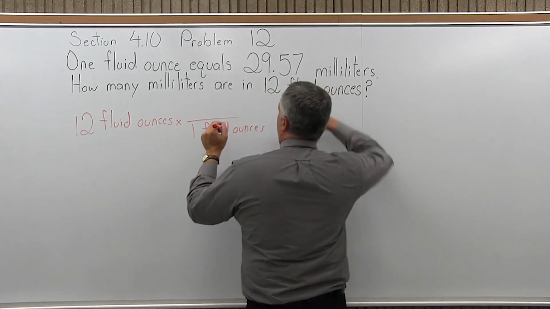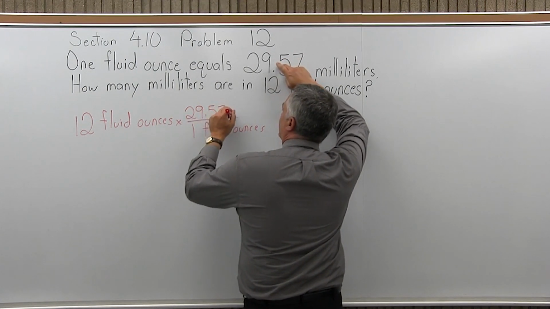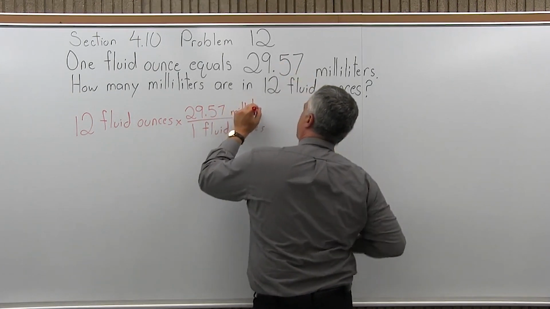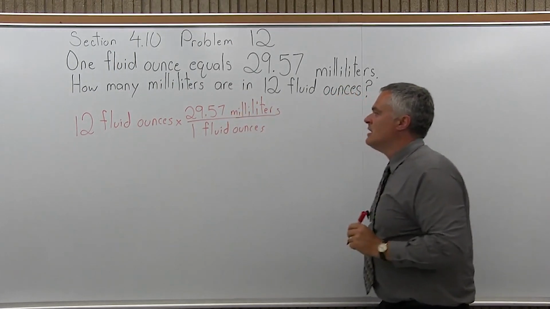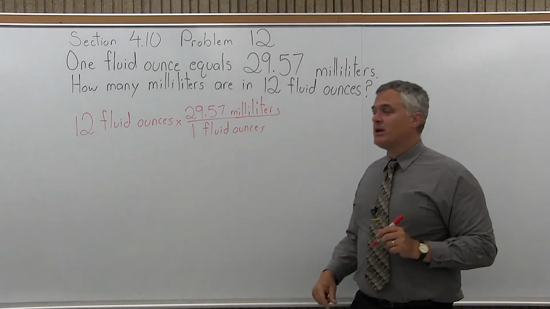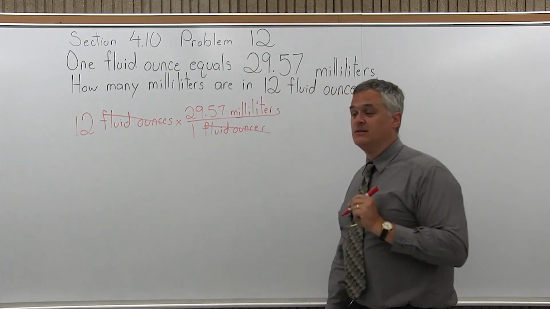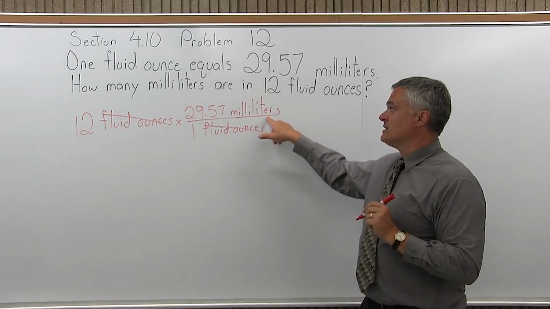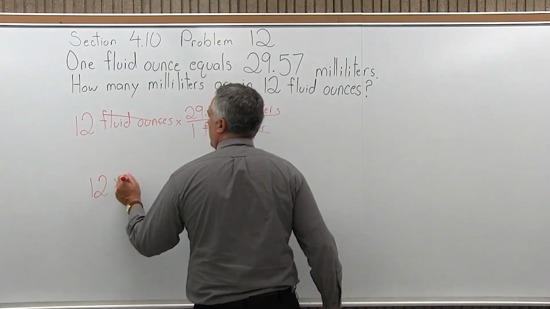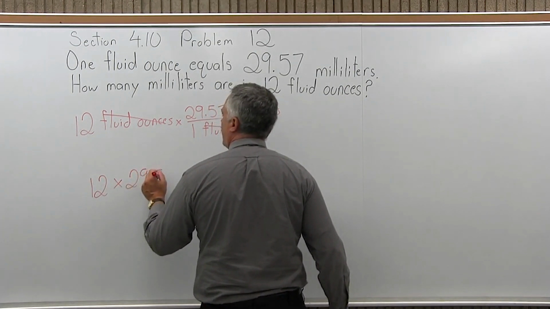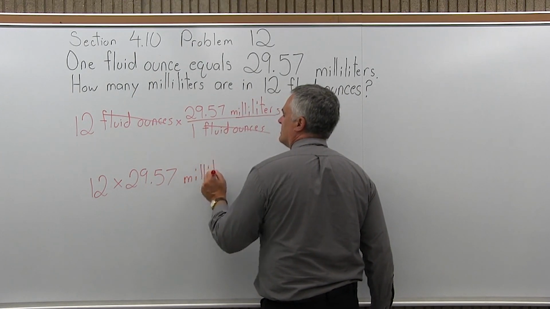And the equivalent in milliliters, according to my question here, is 29.57 milliliters. Again, these can be abbreviated to ml if you want, for milliliters. Now, when I multiply that out, I have fluid ounces in the numerator, fluid ounces in the denominator. They will cancel. And the unit of measure that I'll be left with is milliliters. So the math that I'm going to have to do, I will have 12 times 29.57. And again, my units of measure will be milliliters.